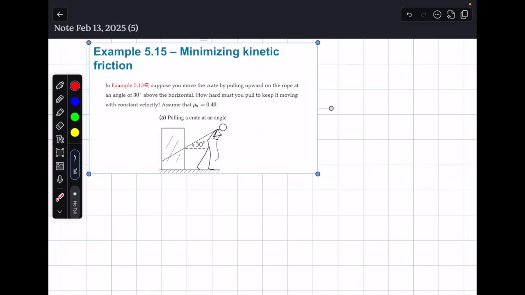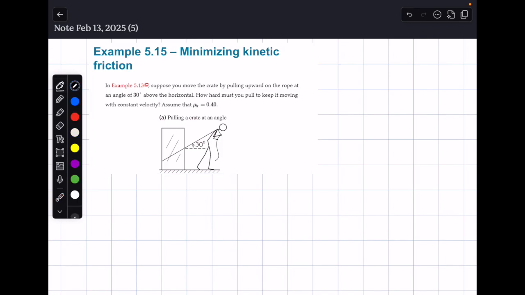So we're pulling on a box or a crate with a rope, but that rope has an upward tilt to it, okay? And that upward tilt is 30 degrees above the horizontal. The question is, how hard should we pull this crate to keep it moving with a constant velocity? And we're given the coefficient of kinetic friction. So we're talking about a moving crate, right? So we're going to be using kinetic friction.